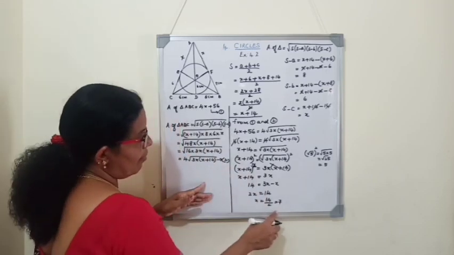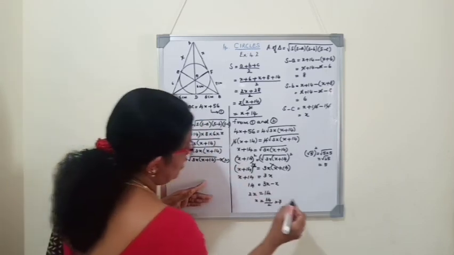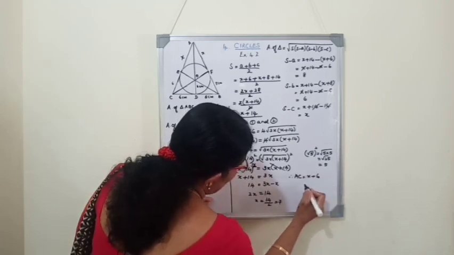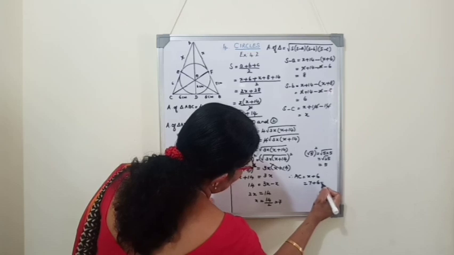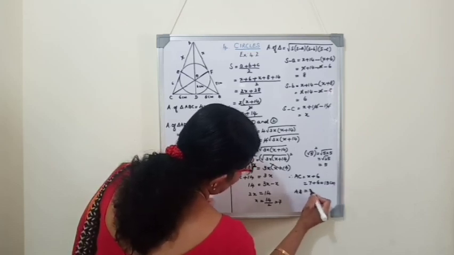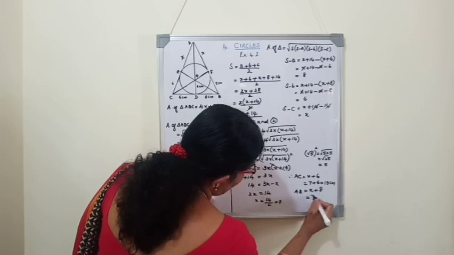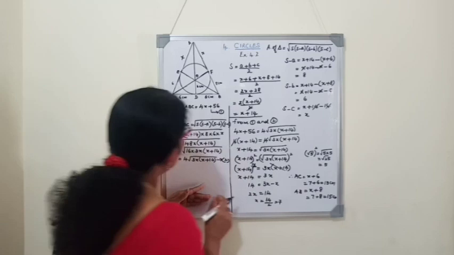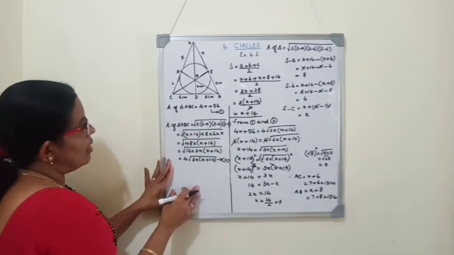So after getting the value of x, we can find out AC and AB. Therefore AC is equal to x plus 6 is equal to 7 plus 6, 13 centimeter. And AB is equal to x plus 8, it is 7 plus 8, it is 15 centimeter. So the sum is a little bit lengthy, but it is easy.